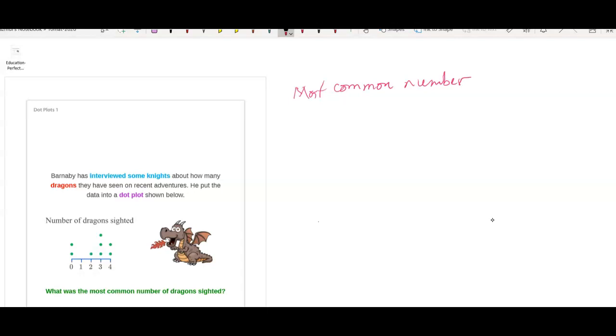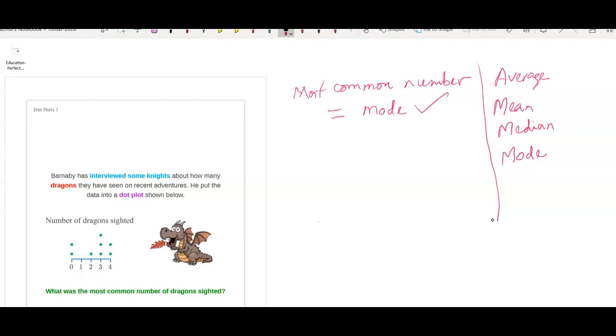Sometimes we call it highest frequency, which is the mode. There are three things on the average. I've seen students calling it average. It could be three things: the mean, median, and the mode. And mode is the most common number. So now you should be able to answer that question.